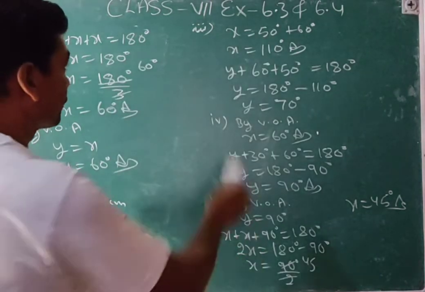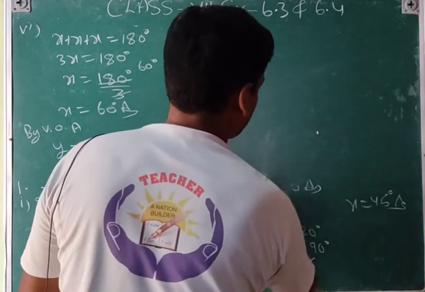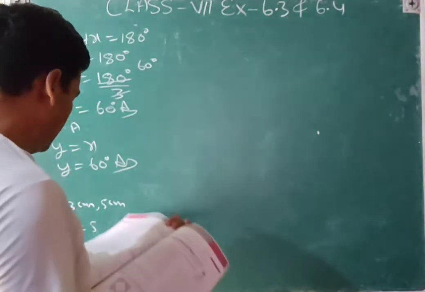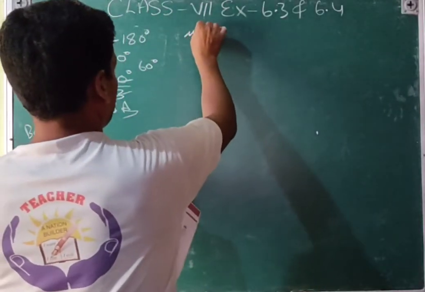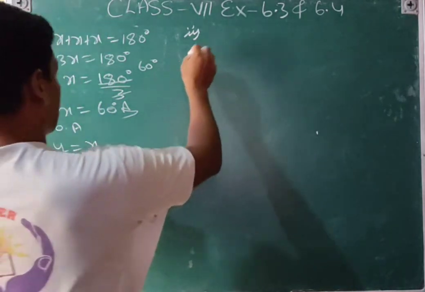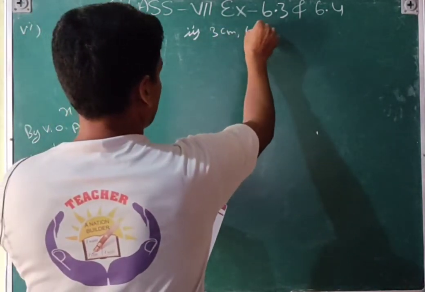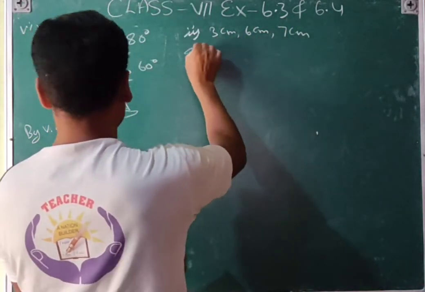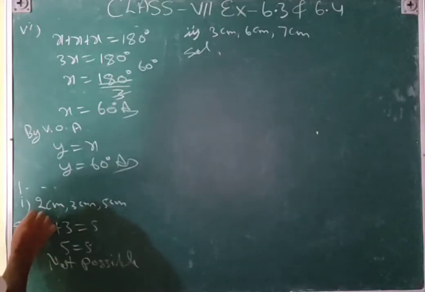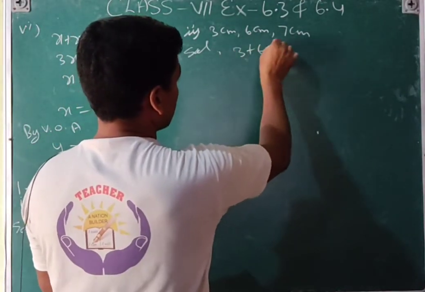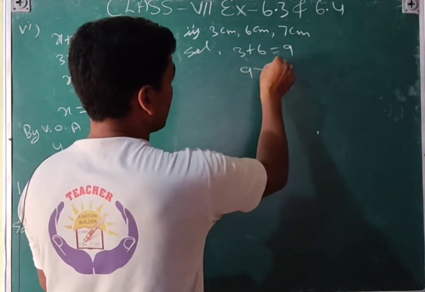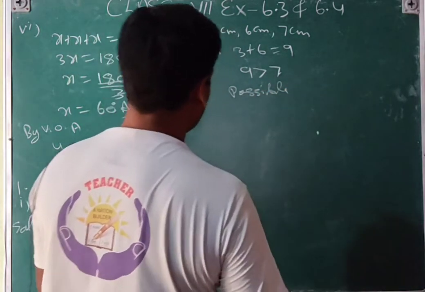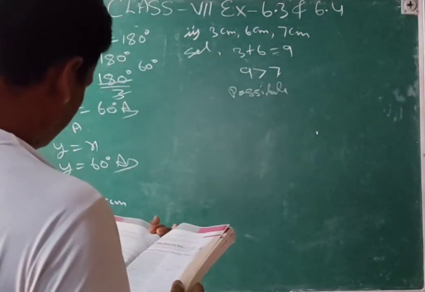It means if the sum of the smaller two sides is greater than the third side, or you can take any two sides, in that case it will be possible. Second part: 3 centimeter, 6 centimeter, and 7 centimeter. Solution: 3 plus 6 is equal to 9. So 9 is greater than 7, so possible. Third part you can do.